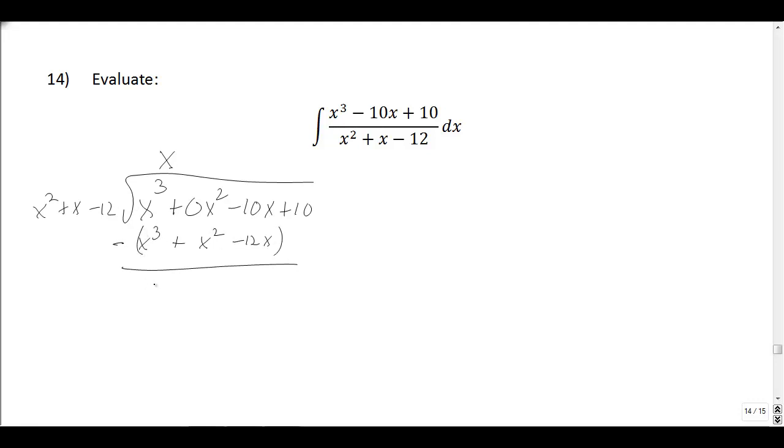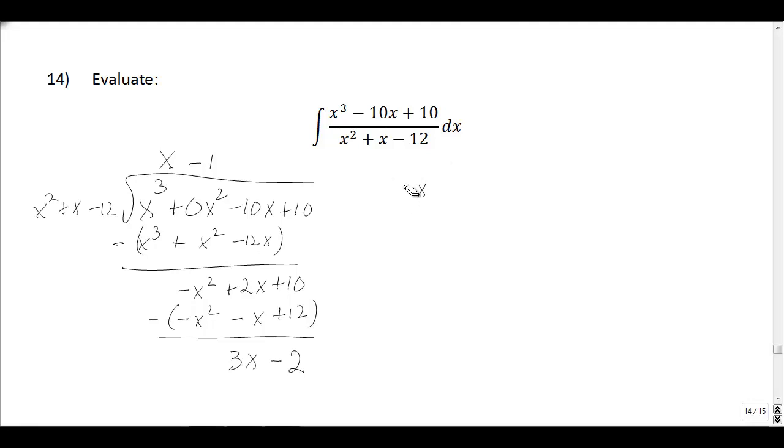X cubed minus x cubed is 0. 0x squared minus x squared is negative x squared. Negative 10x minus negative 12x is plus 2x plus 10. And then I'm going to get a minus 1. X squared times minus 1 gives me a minus x squared. Let's see, minus x plus 12. But I need to subtract that. So I'll get negative x squared plus x squared is 0. 2x plus an x minus negative 3x. 10 minus 12 is 2. So what I get from this is x cubed minus 10x.